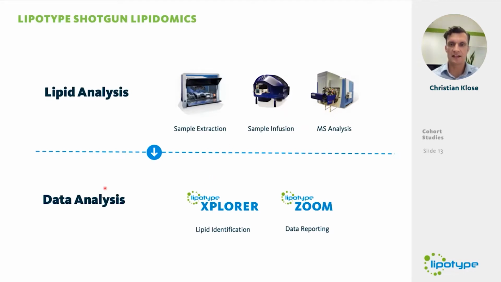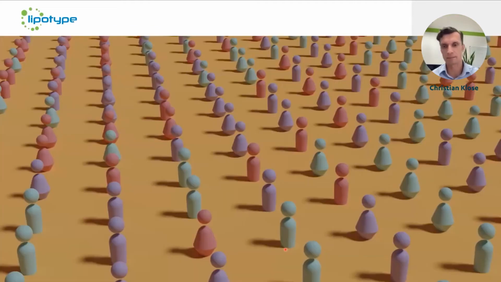When it comes to data analysis, down here, we apply proprietary software for both lipid identification and statistical analysis. The lipid identification is done by software called Lipotype Explorer, which is based on an academic software developed in the Shevchenko lab. The statistical analysis and data visualization is done by a browser-based software tool called Lipotype Zoom, but we also have many other means and tools to do statistical analysis.